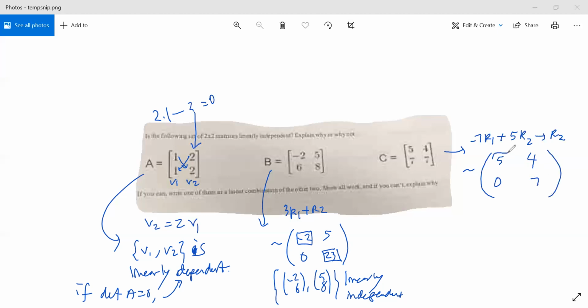And you see, this is a pivot position, this is a pivot position. So you have a pivot in every column. Therefore, the columns of this matrix are also linearly independent.